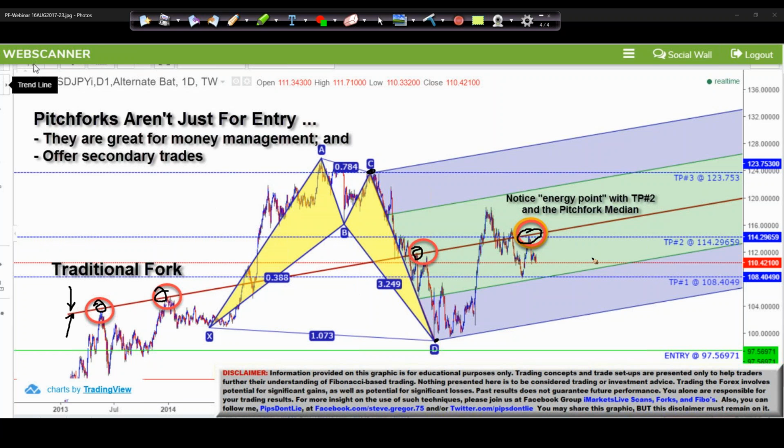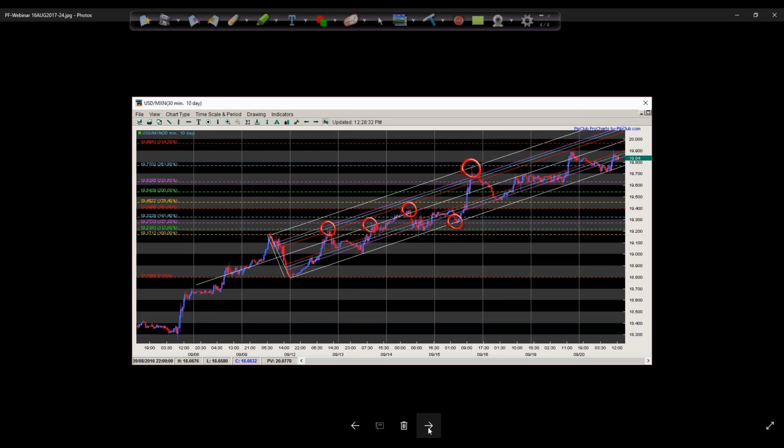That again is a 10 pip entry. Don't worry about it if you're not following. All I want you to see is we're getting in here with tight entries, and I'm showing you how we can with proven forks.